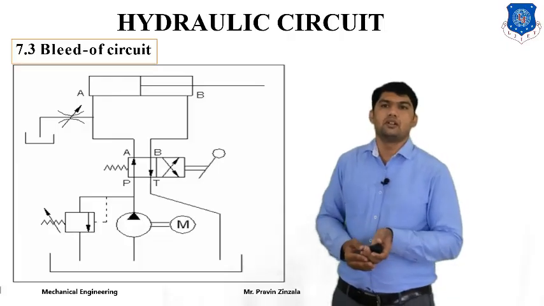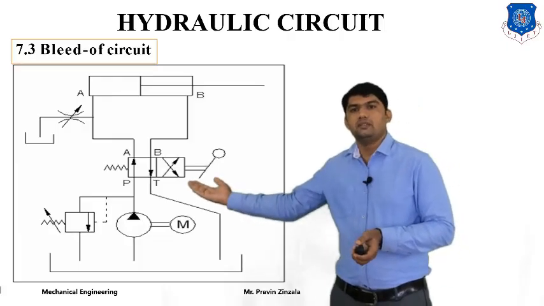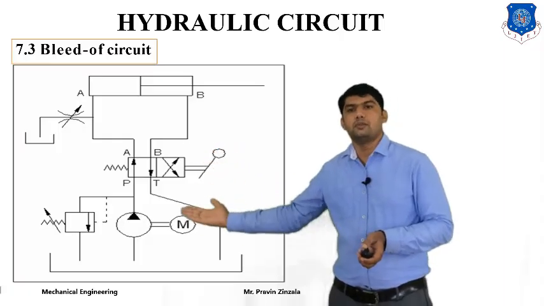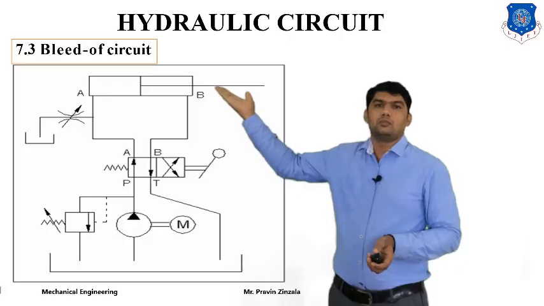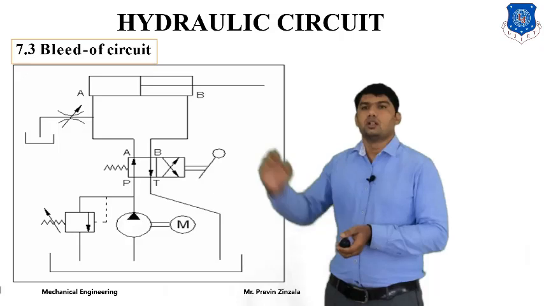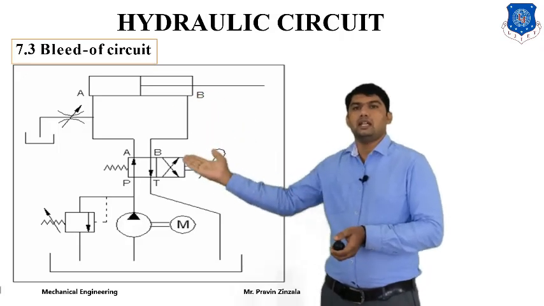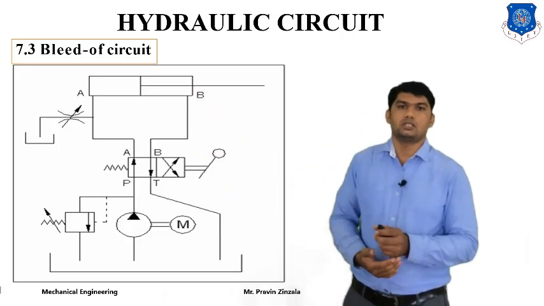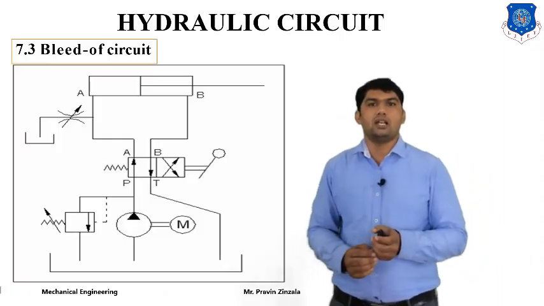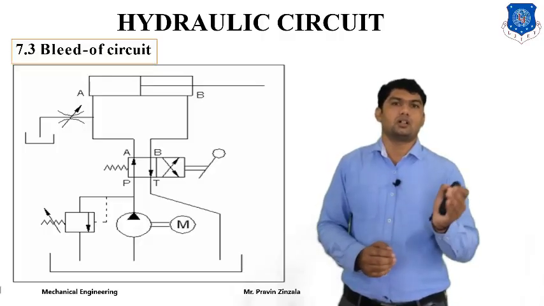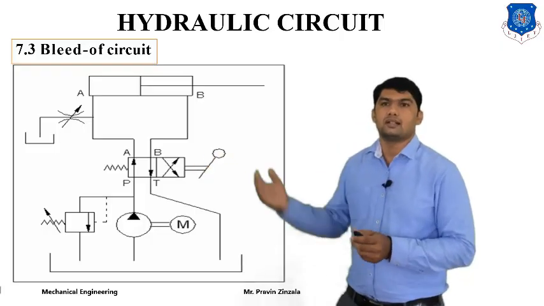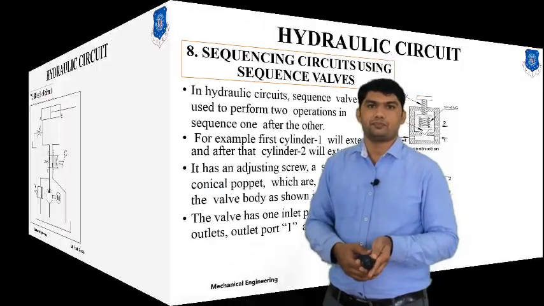What's happening in the reverse position? In the reverse position, P will be connected to B and A will be connected to T. So fluid will be passed from P to B and B to the cylinder, and the piston will retract, and fluid from A goes to T and T to the reservoir. So this is the bleed off circuit, meaning we can control the circuit by utilizing flow, or we can also control the speed of the piston by utilizing a flow control valve, as in the bleed off circuit.